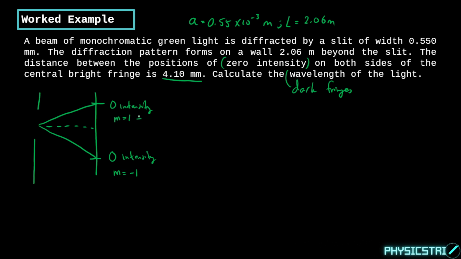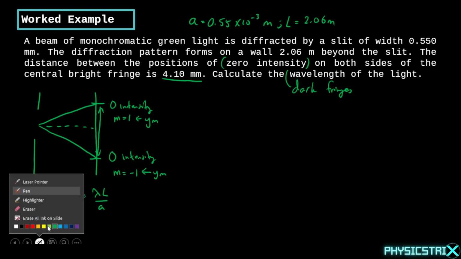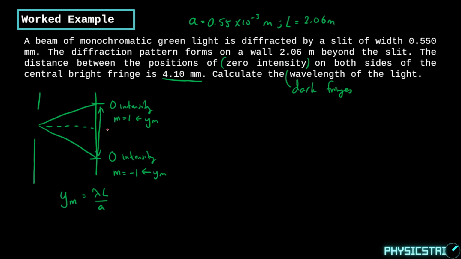I can find the position ym here, as well as here, and because they're symmetrical, I can just multiply that by 2. If ym equals lambda L over A, with m being 1 here, and I double that, I will find this distance. Let's call it D. So D is simply 2ym, which is 2 lambda L over A, and this 4.1 millimeters is actually the value of D. I can rearrange that so that lambda equals DA over 2L.